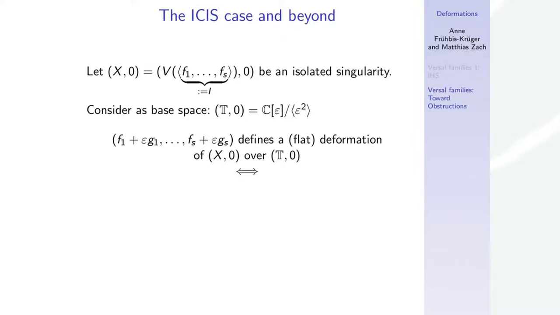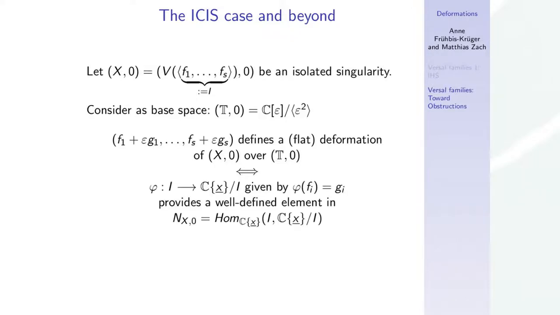Now, if we look at such a perturbation of our generators f1 to fs by some power series g1 to gs in the original variables, always multiplied by our parameter epsilon, this defines a flat deformation of X over the base space T0 if and only if the map from I to C{x}/I mapping fi to gi provides us with a well-defined element of the normal module Hom over C{x} from I to C{x}/I. That's a fact that has certainly been covered in one of the other lectures. I just wanted to recall it here.